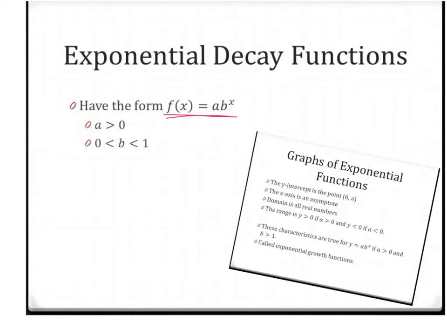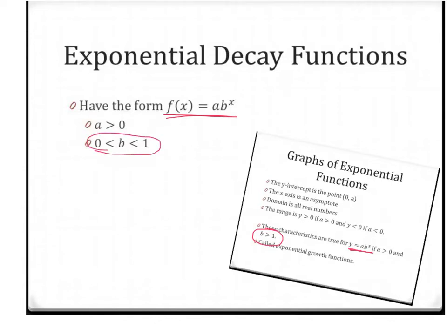So notice I've pulled up the slide from the exponential growth video. So here was our form from exponential growth. So they're the same base form. The difference is going to be the value of b. So both of them have an a greater than 0, but the b for growth was greater than 1, and the b for decay is between 0 and 1.